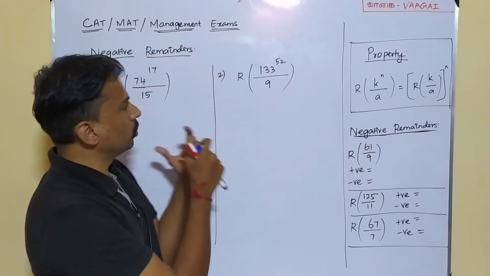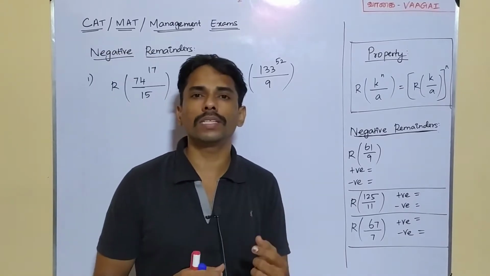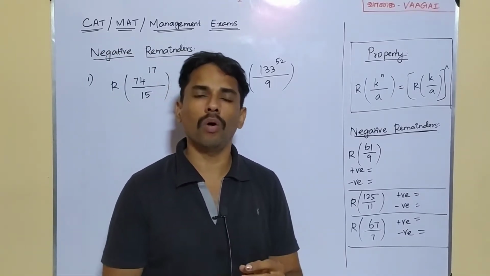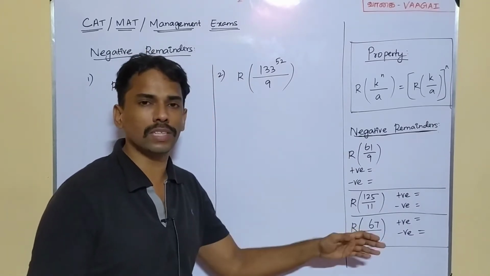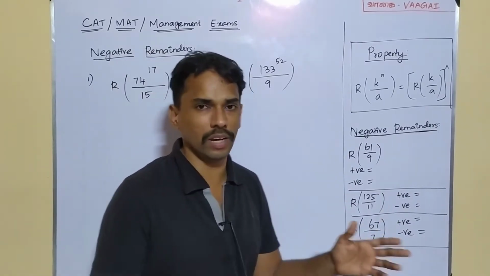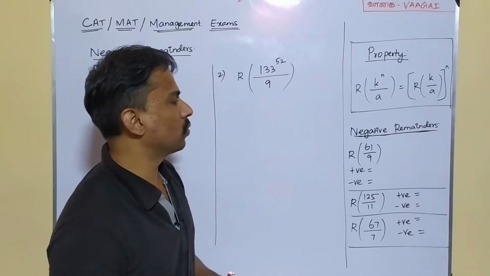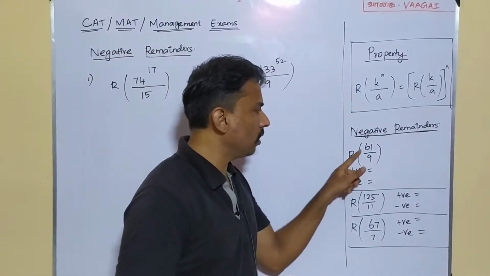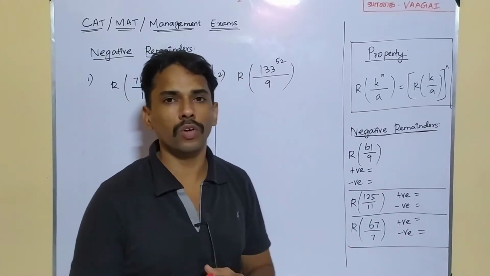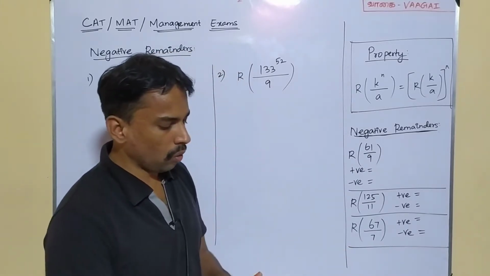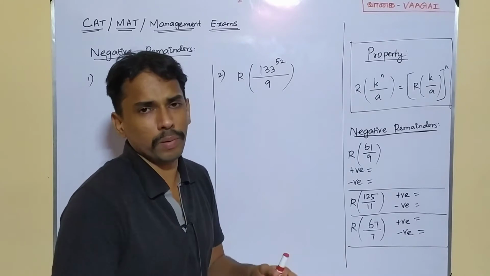But before we get into these problems, let's try to understand the basic meaning of negative remainders. We have some examples here, and using these examples, let's try to visualize it. Our first question: what is the remainder when 61 is divided by 9? It's very easy for you. You can easily tell the answer, right?